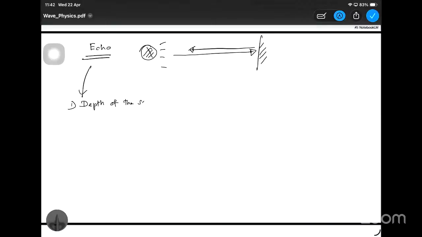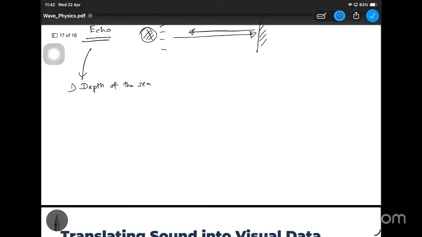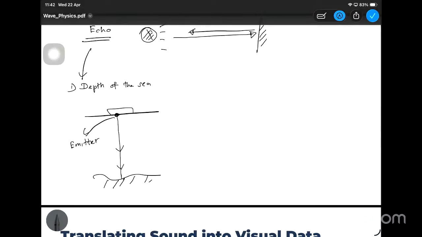of the sea, right? So here you have the vessel, and just imagine this is the seabed. This will be emitting sound waves like this. Therefore, you need to have a sound emitter. The sound waves will hit the seabed and then travel back. And here you need to have a receiver, right? So both emitter and receiver must be there.